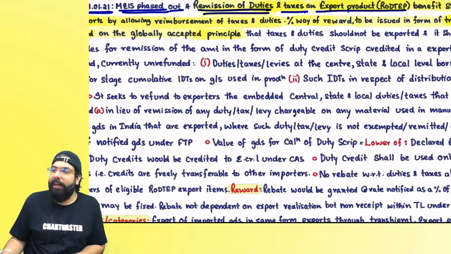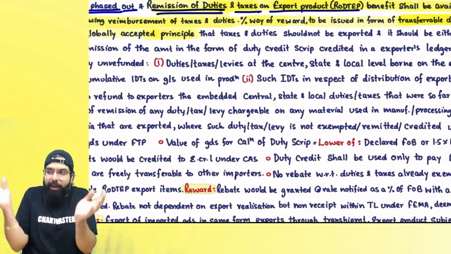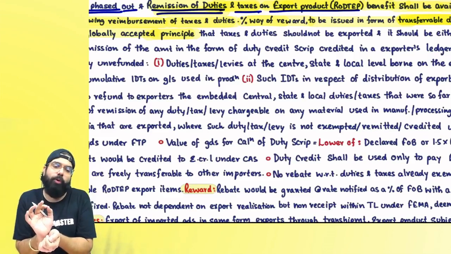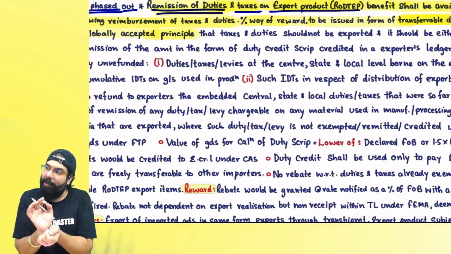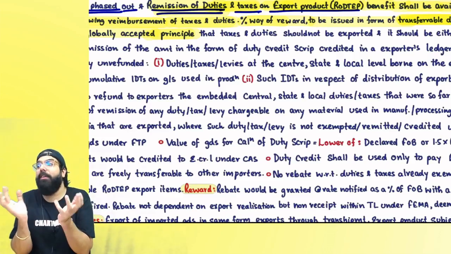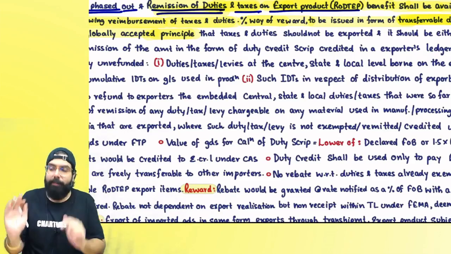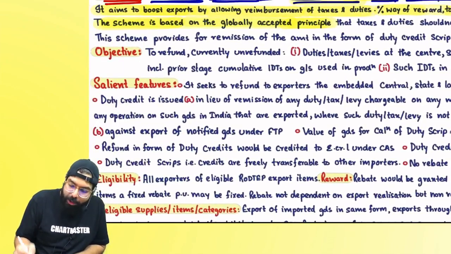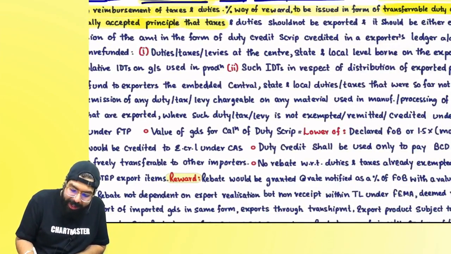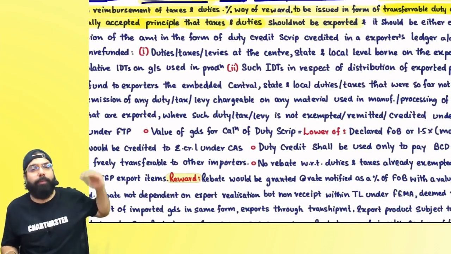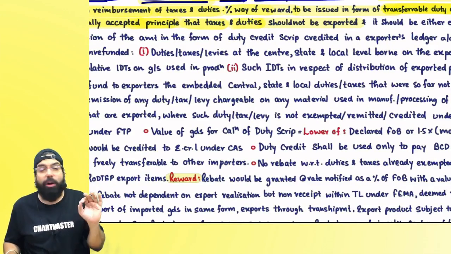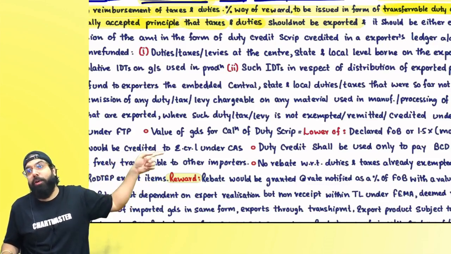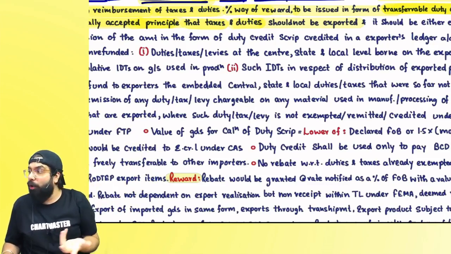Right, everyone? India is a member of a lot of communities worldwide. Now you can't start giving chocolate to your people saying do this, export this item, I'll give you more chocolate. That was not on par with the globally accepted principle, hence they had to delete it. RODTEP is based on the principle that taxes and duties should not be exported. Export the goods, not your taxes. Because if you export the taxes, the goods will become expensive. If the goods are expensive in the international market, no one will buy.